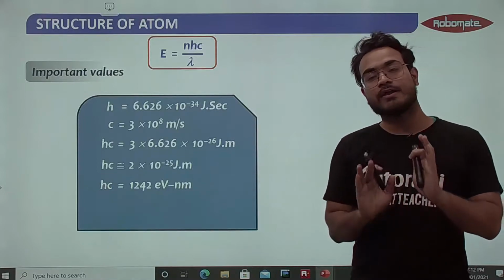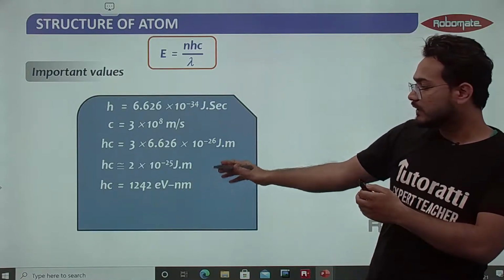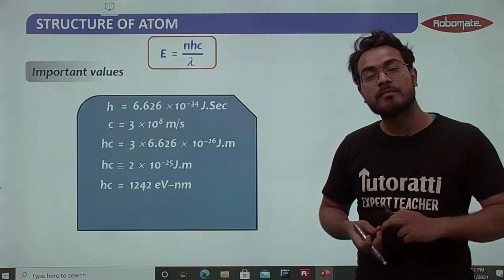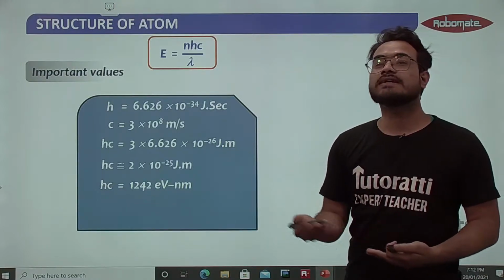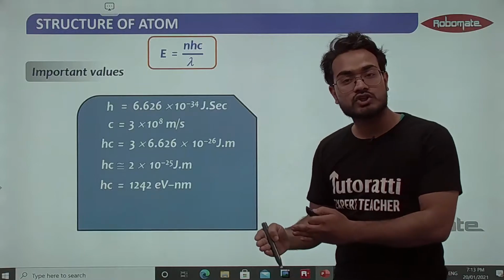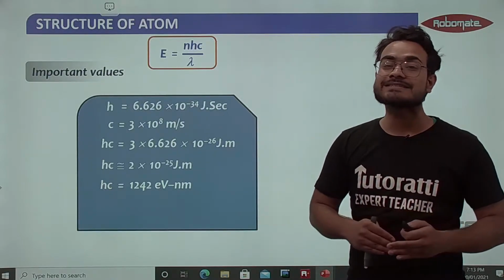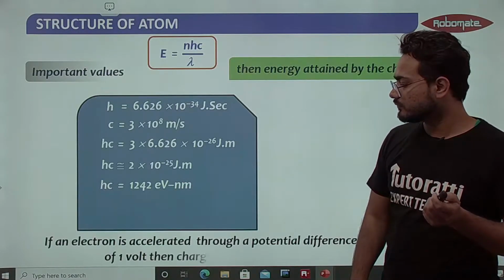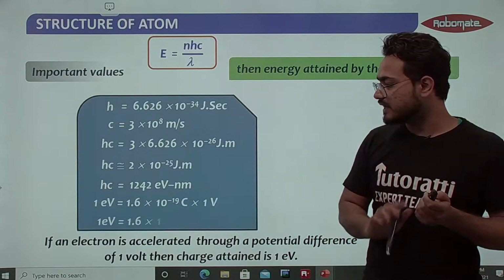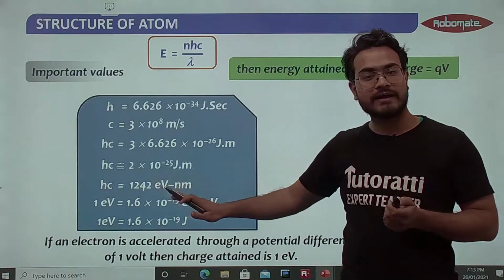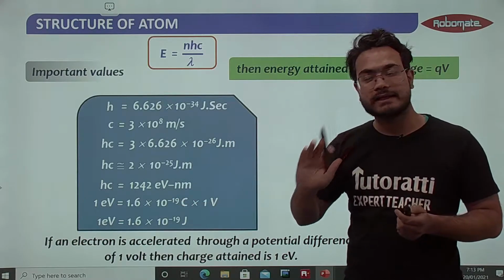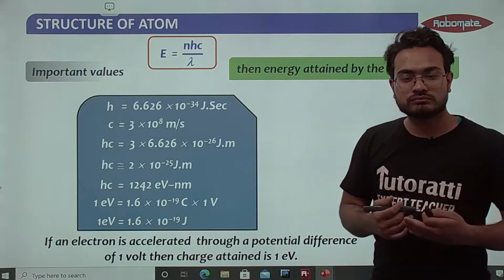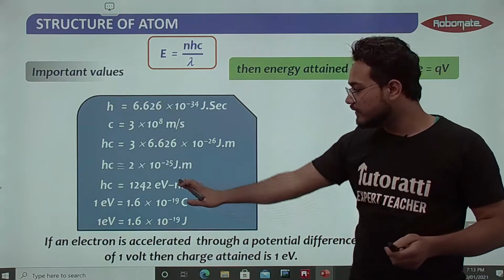1242 electron volt nanometer. How can we calculate electron volt? Just divide by the charge of electron and you will get the value in electron volt. What is the charge of electron? 1.6 into 10 to the power minus 19. You just have to divide by 1.6 into 10 to the power minus 19 and you will get the value in electron volts. Remember this 1242. It's quite catchy also, 1242. So you will remember it.